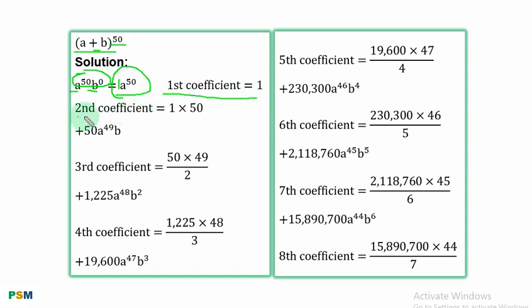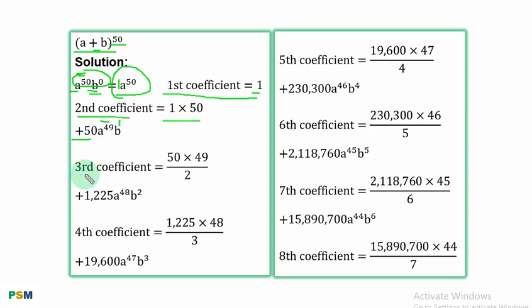The second coefficient, for the second term, is the previous coefficient, 1, times the power of the first term, 50, and that is 50. At this point, the power of A will decrease from 50 to 49, and the power of B will increase from 0 to 1.